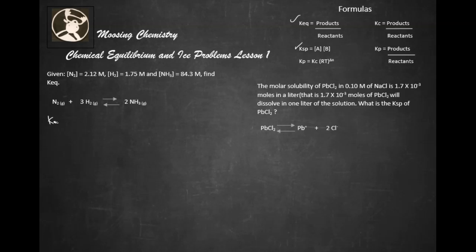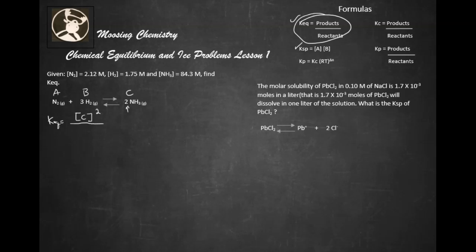Well, a couple things we know. Keq is equal to our products over our reactants, because that's what this tells us. So now, we're going to call this A plus B plus C. We're going to put C on top here, and we're going to square C.